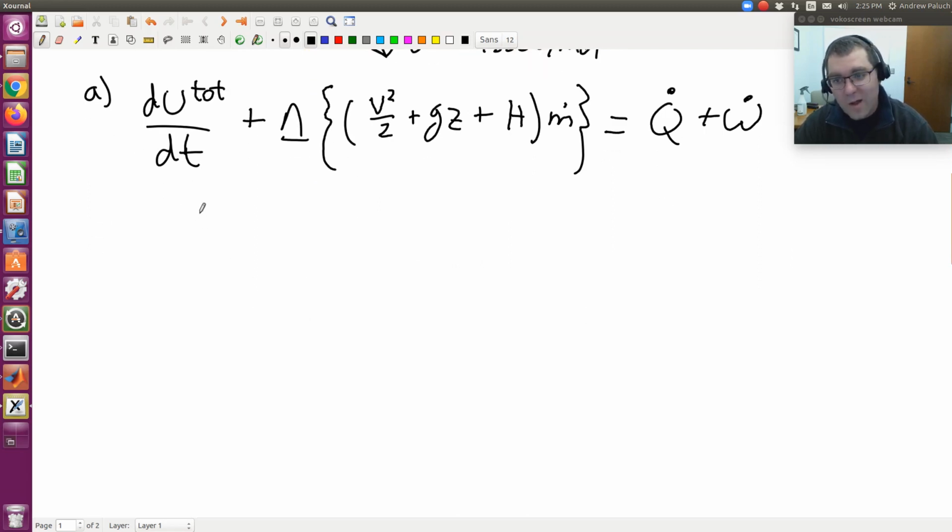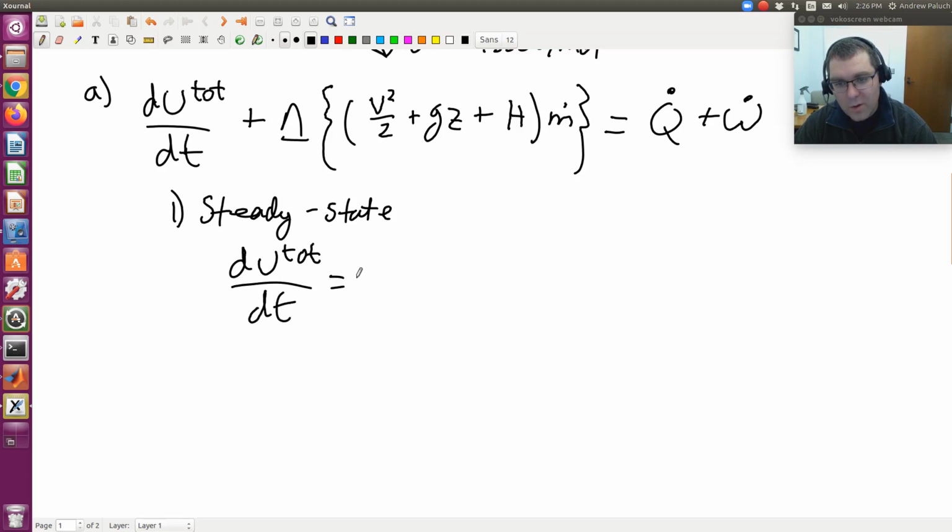Next, we're going to simplify. The first simplification I'm going to make is I'm going to assume that my process operates at steady state. By operating at steady state, that tells me dU total dt is equal to 0. Our accumulation term is 0. And what it's also going to do for us is our mass flow rate is going to be constant. What goes in is coming out. There's no buildup of mass inside my tank. So steady state operation, so we'll kill that term.